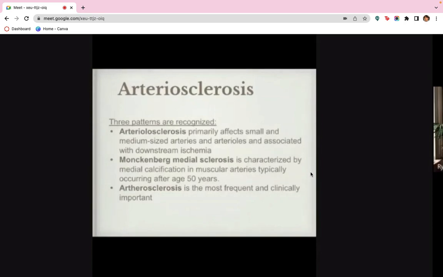Okay? So there are three patterns in your arteriosclerosis. Okay? So your arteriolosclerosis primarily affects the small and medium-sized arteries and arterioles and is associated with downstream ischemia. And then we have your Monckeberg medial sclerosis, which is characterized by medial calcification in your muscular arteries, typically occurring after the age of 50 years old. As we all know, as we age, di ba, nagkakaroon tayo ng degeneration sa ating mga cells. That is why nagiging prone tayo in any pathological condition. So pag sinabi nating Monckeberg, it is a calcific deposit that is non-obstructive and not usually clinically significant. So your atherosclerosis is the most frequent and clinically important of all these patterns.